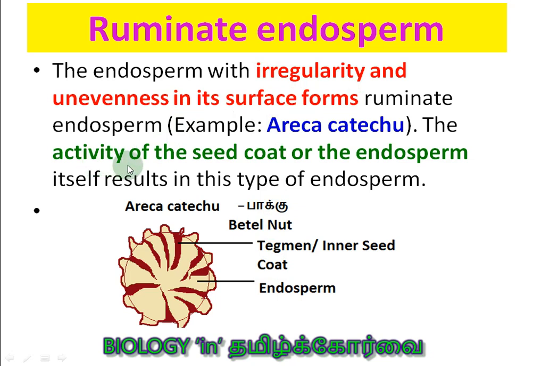It may be the activity of the seed coat, or you must be very careful here, the endosperm. So the endosperm grows outside, and this seed coat grows towards the inside. So they give the uneven appearance of the surface. You would have seen the uneven appearance of the surface of the betel nut.